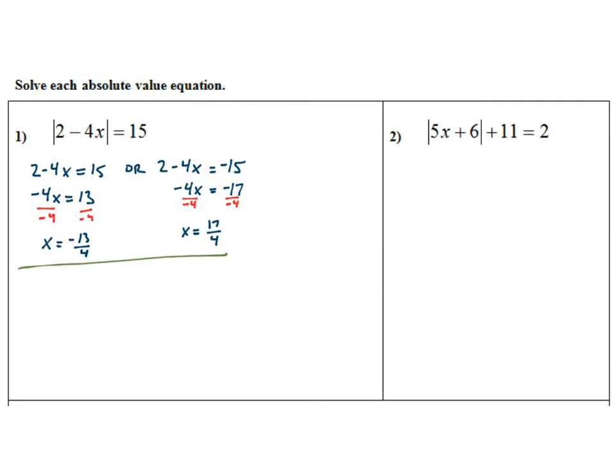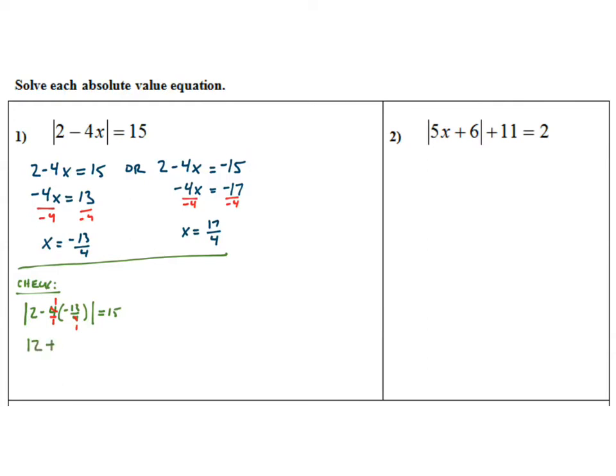So here's my check. So I have the absolute value of 2 minus 4 times the value that I found, negative 13/4, close absolute value, equals 15. Working that down a bit, I can see that if I put the 4 over 1, the 4 and the 4 cancels, even with 1 and 1.